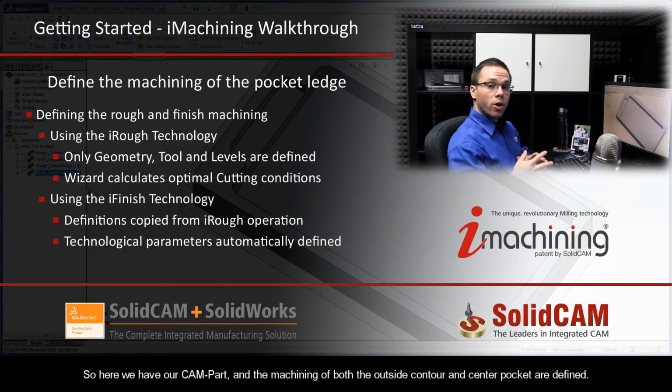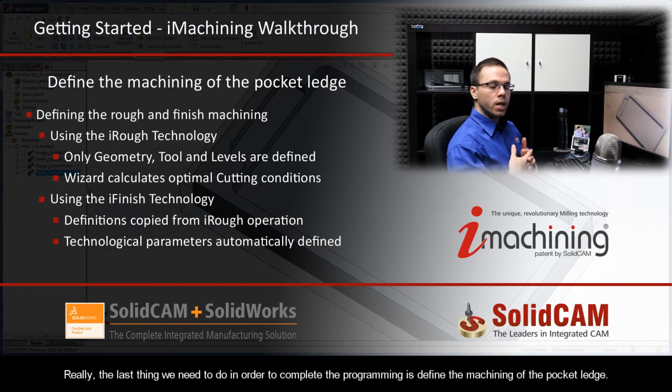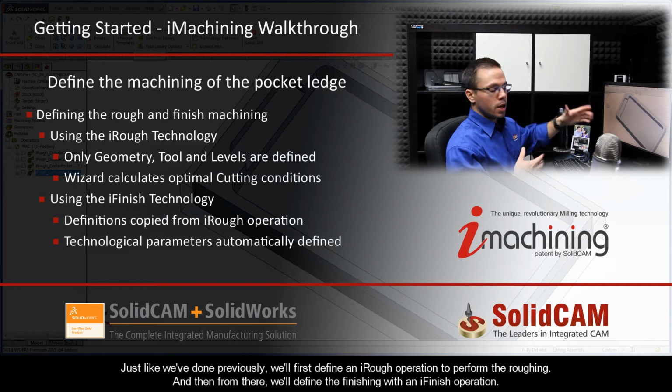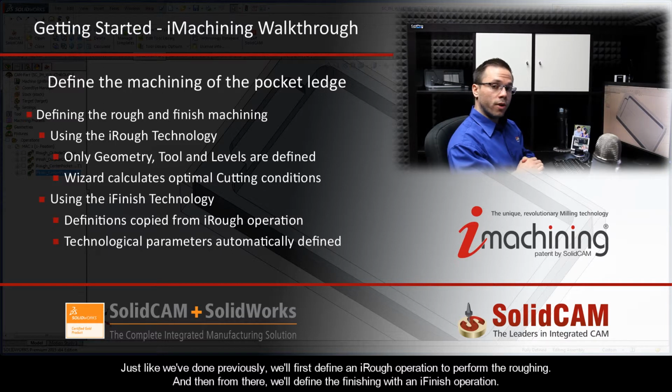Okay, so here we have our CAM part, and the machining of both the outside contour and center pocket are defined. Really, the last thing we need to do in order to complete the programming is define the machining of the pocket ledge. Now, just like we've done previously, we'll first define an iRough operation to perform the roughing, and then from there, we'll define the finishing with an iFinish operation.